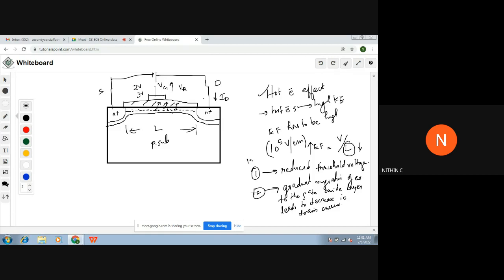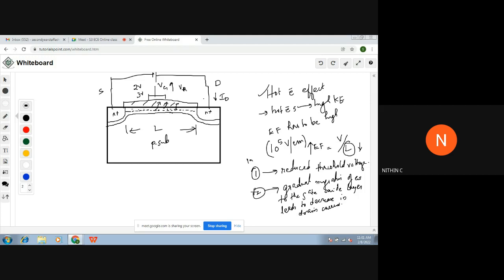Is the topic clear to you? Now if you are asked about short channel effects, you can write this as one point. If you are asked about short channel effects, you can write hot electron effect as one point. So ultimately all these things are due to reducing the size of the channel or reducing the length of the channel. The effects caused by reducing the length of the channel are DIBL, velocity saturation, threshold voltage variation, then this hot electron effect, channel modulation and all.